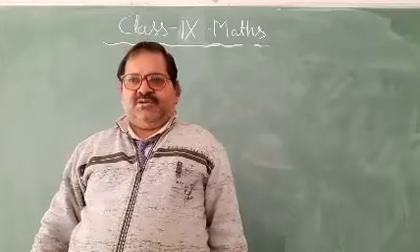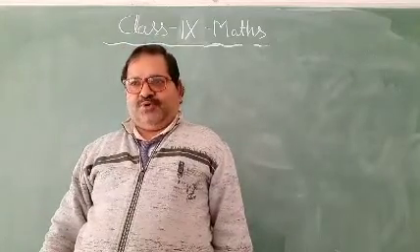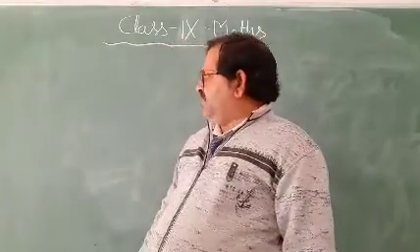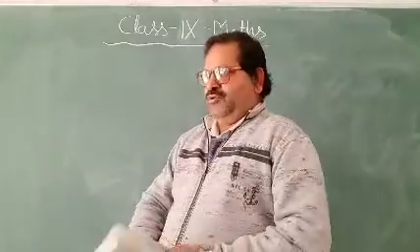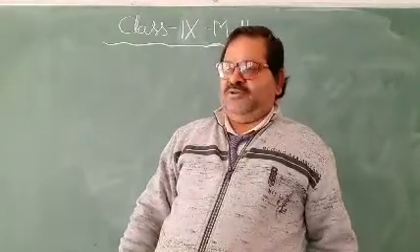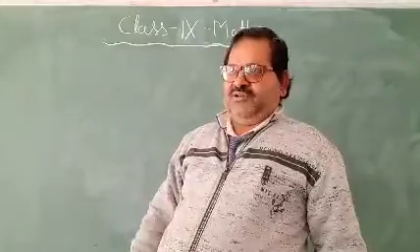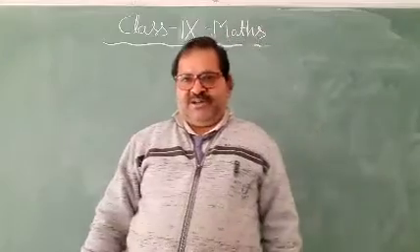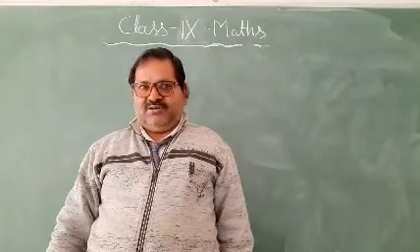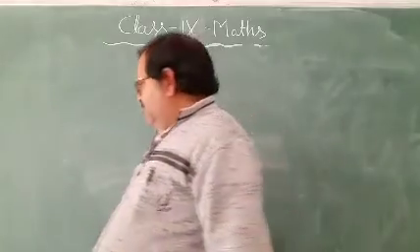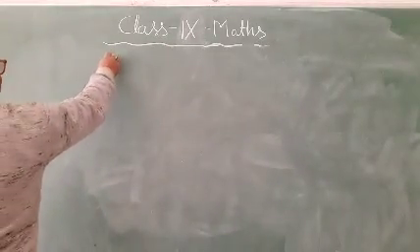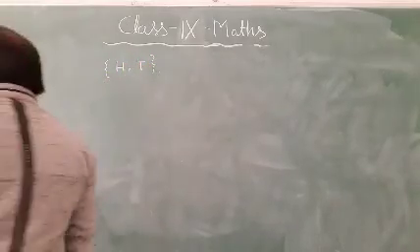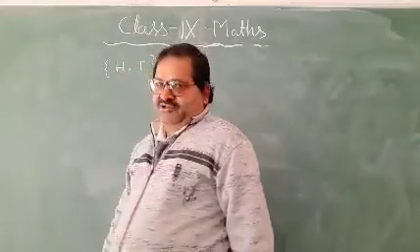Now today I discuss the probability of class 9. If a coin is tossed one time, there are two sample spaces that can occur: head and tail.